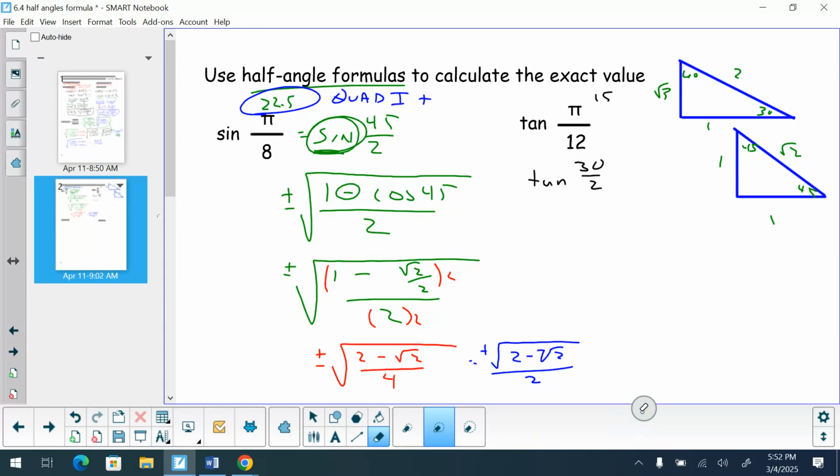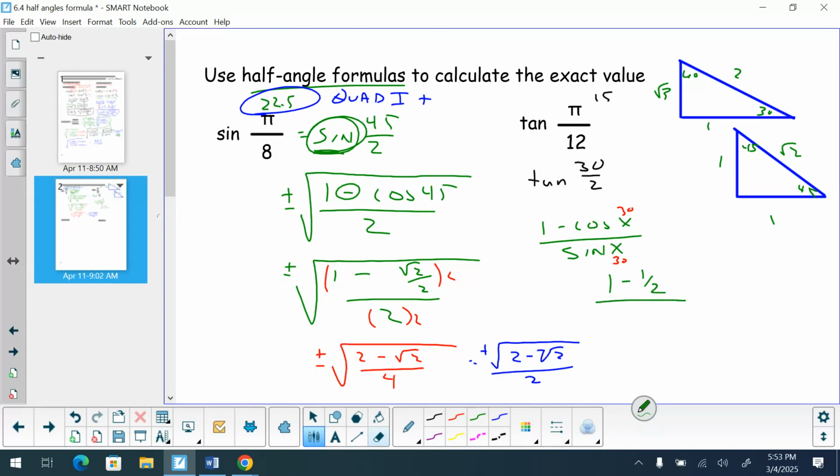Sine over cosine. You can use any of these. But what I will use is the first one we developed, and I will utilize this a little bit more. Where we have the value of 30, so we have the cosine of 30, which is 1 over 2, and then we have the sine of 30, which is square root of 3 over 2.